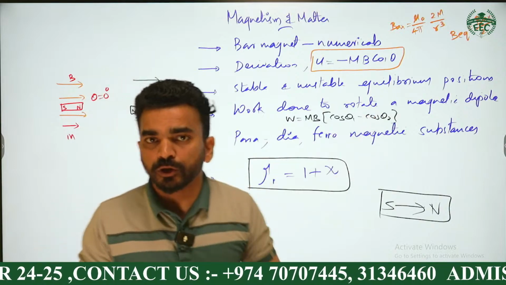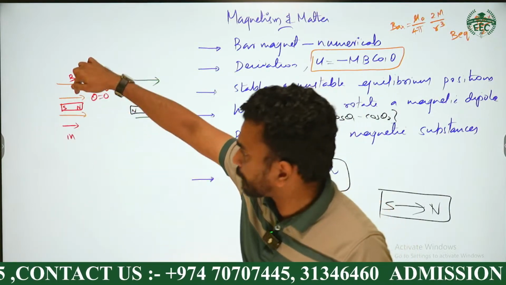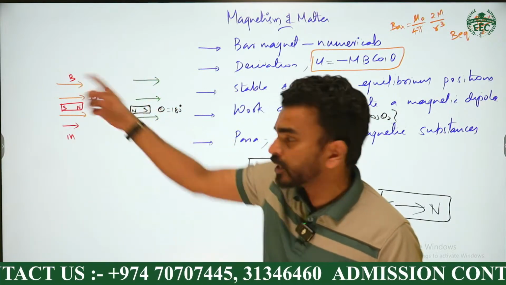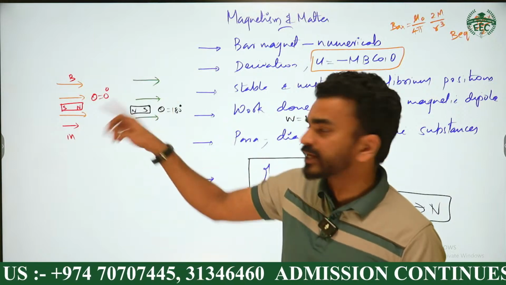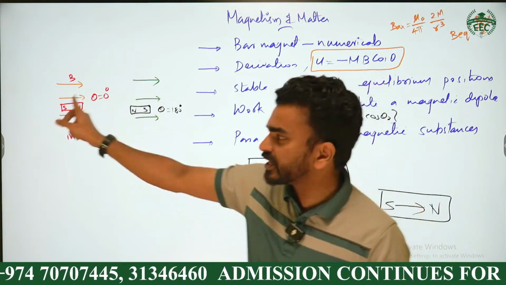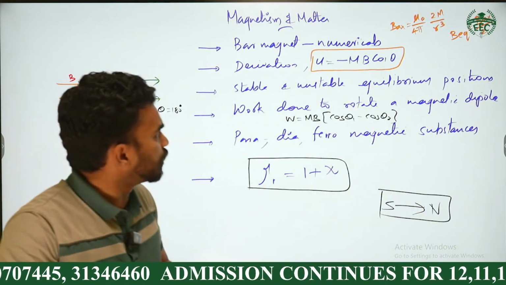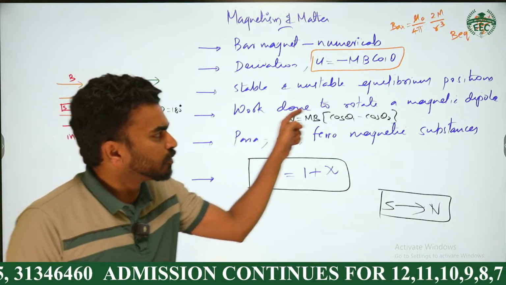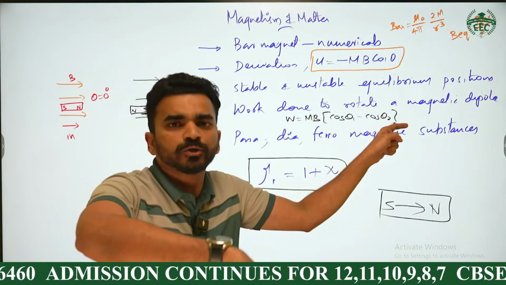Stable and unstable equilibrium. This is stable equilibrium: a bar magnet aligned along the magnetic field. If the bar magnet is opposite, then it will be unstable. Theta 180, theta 0. The diagram you want to remember. That's fine to you. The next one: work done to rotate a dipole from one angle to another angle.